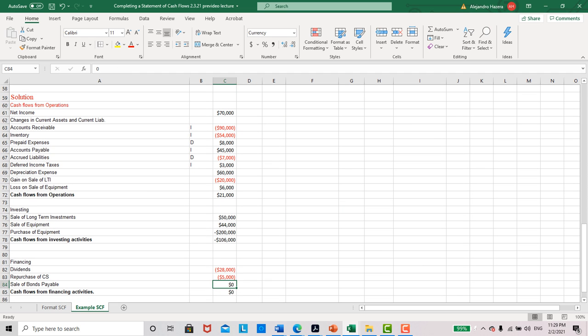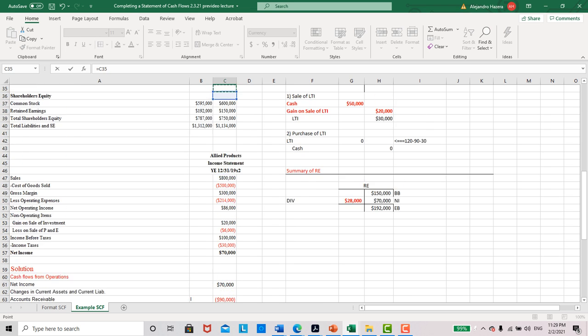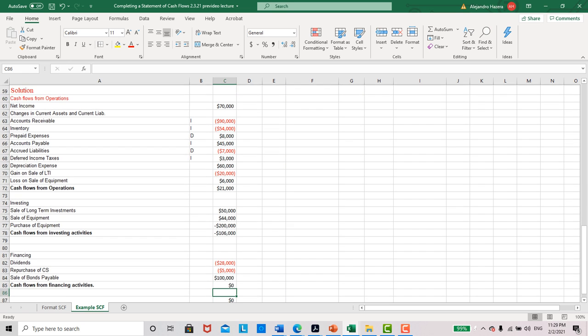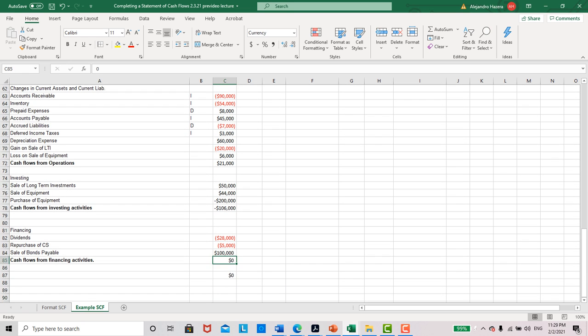And then finally, the sale of bonds payable. And I'm just picking these things up through the change. I'm just going down and reading the financial statements and finishing the reconciliation. Bonds payable went from 100,000 to 200,000, which means you issued bonds. So you had a debit to cash, credit to bonds payable. So you borrowed money. So it's that minus that. Okay, which means that your cash flows for financing activities are negative 28 out, negative 5 out, 100 in.